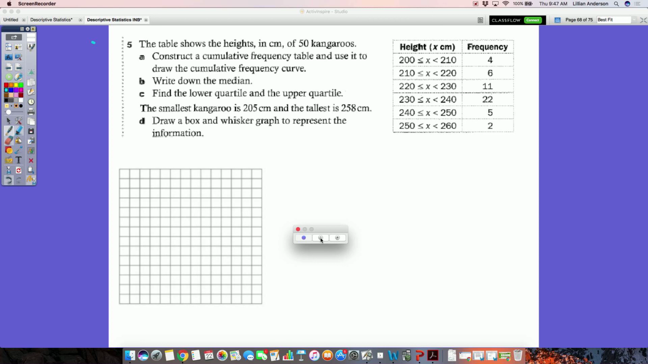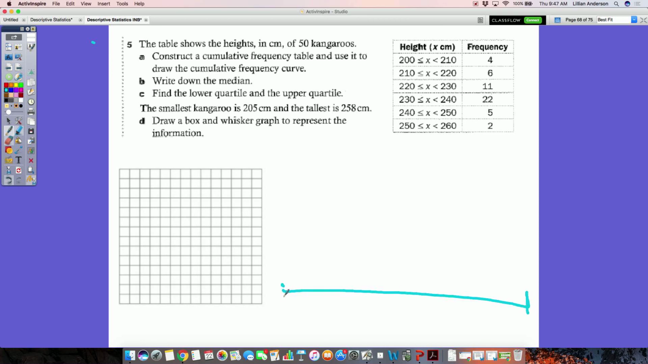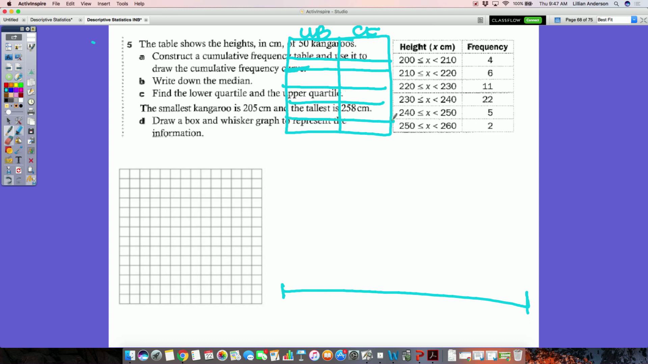Let's see, construct a cumulative frequency table. We also got to make a box and whisker, so I need to give myself enough room to do all this. Box and whisker, frequency table. Okay, I'm just going to do it over here. I need my upper boundaries and then my cumulative frequencies. 1, 2, 3, 4, 5, 6. Okay, different color, that's kind of hard to see.